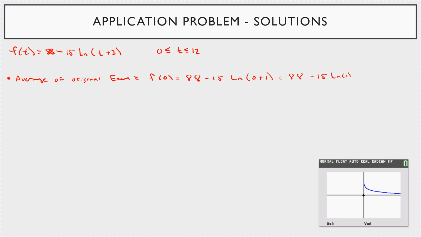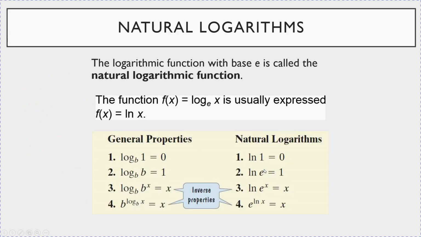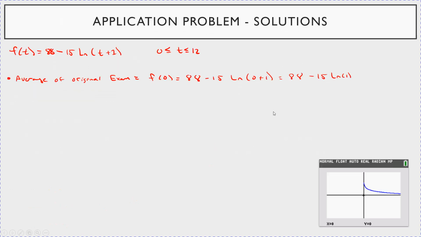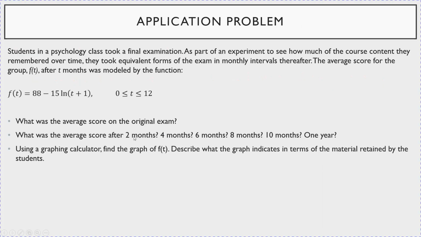Well, what is the natural log of 1? Natural log of 1 is 0. So this means this is just 88. That was the average initially. Boom, right there. And then next it just says, what was the average score at months 2, 4, 6, 8, 10, and then 12, 1 year later?